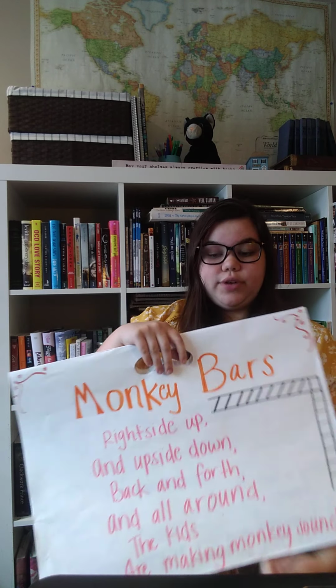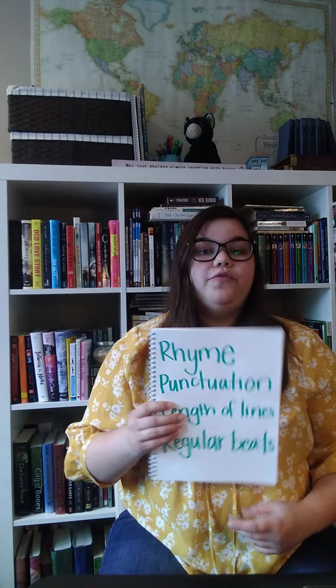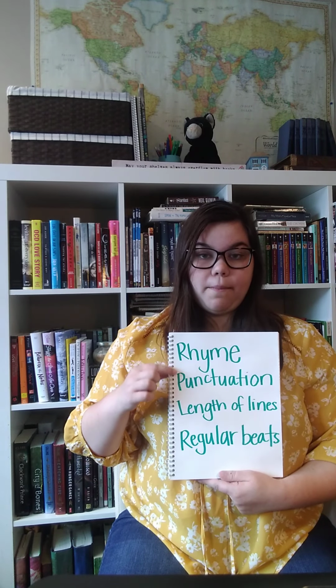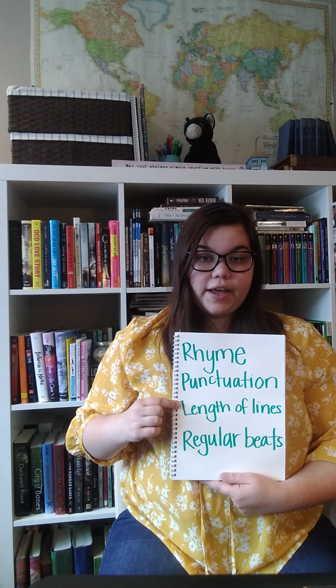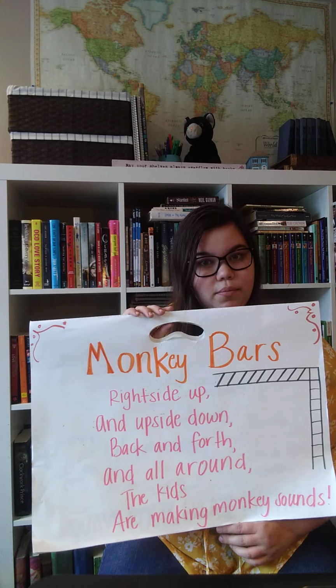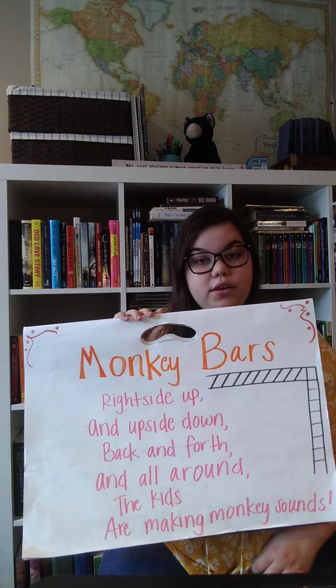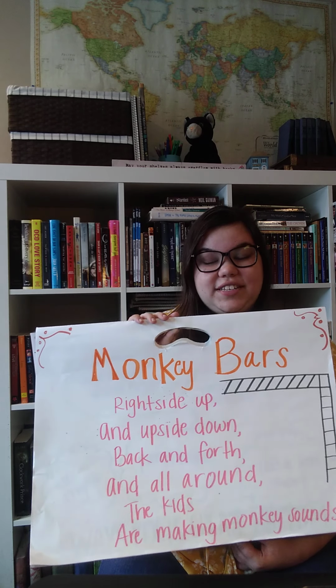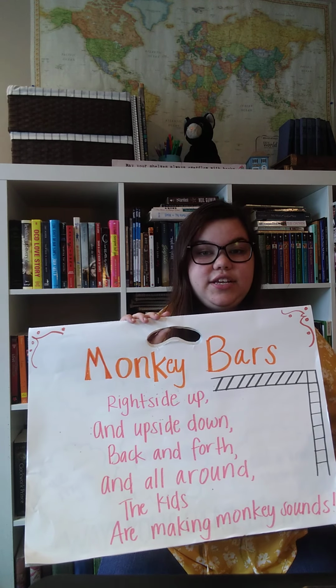So let's look at our strategies for finding the rhythm of a poem. What can we focus on to help us read the poem with rhythm? We have 4 strategies: rhyme, punctuation, the length of the lines, and regular beats. Let's start with rhyme. Let's look at our poem and see if we can find any words that rhyme. Typically, when we look at a poem, we find rhyming words at the ends of our lines.